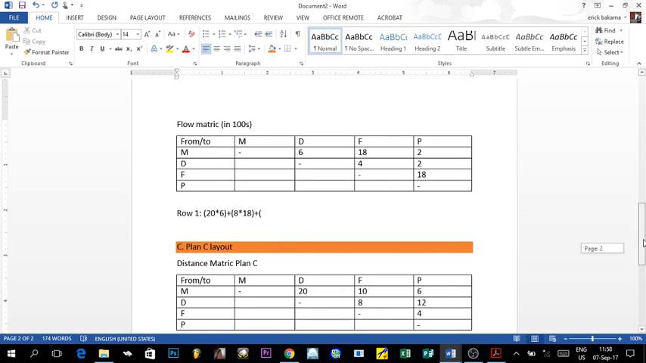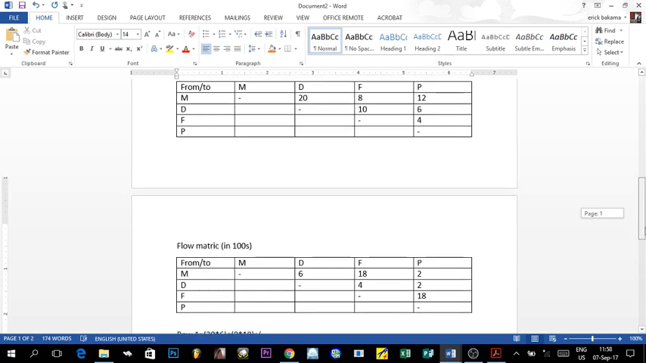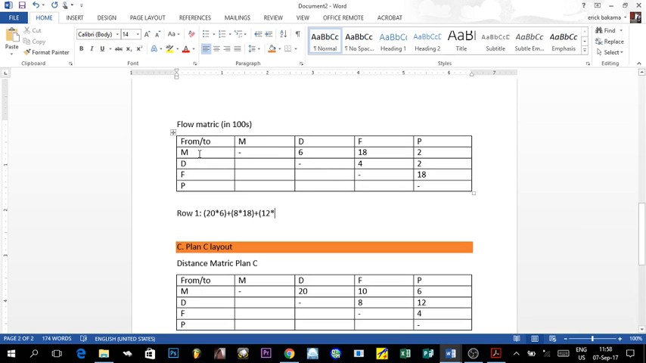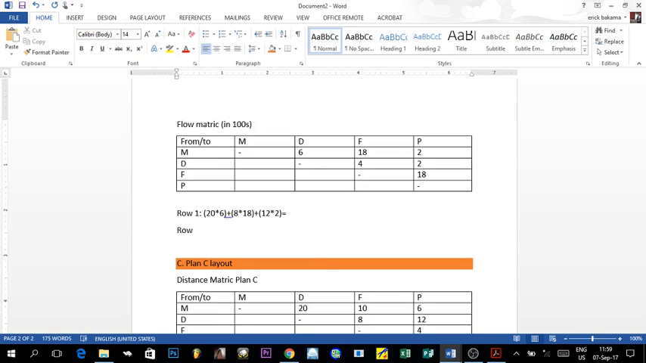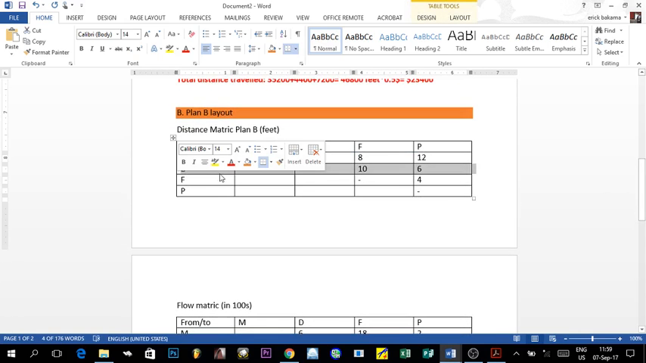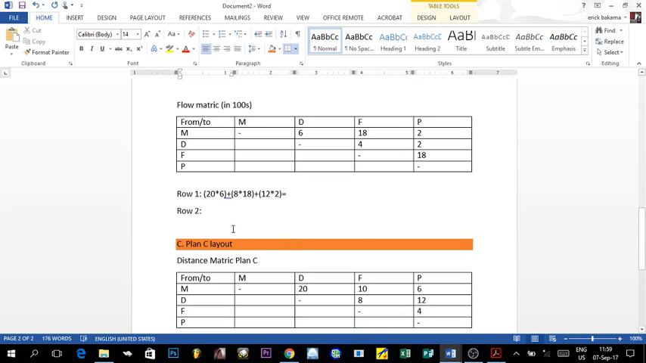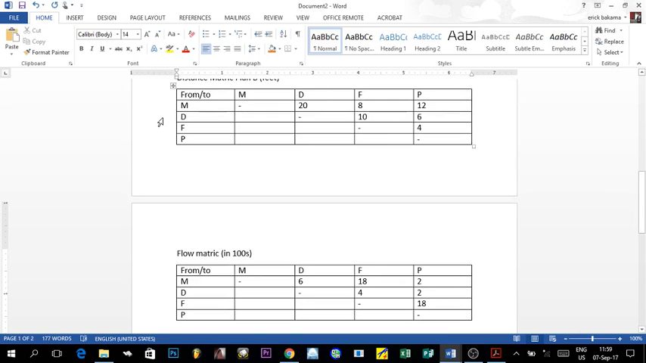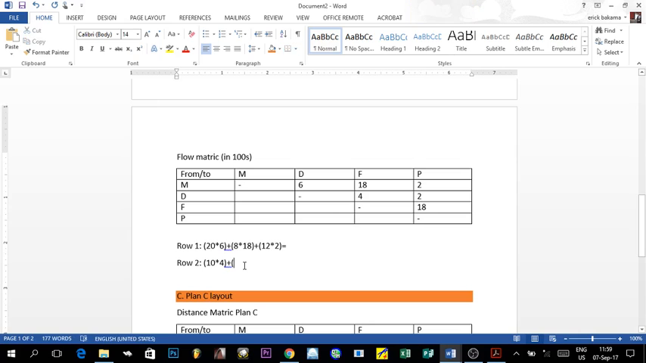Plus, we open our bracket again. The distance between M and P is 12. So we take our value of 12 that we multiply by M and P, the number of units is 200 in short, and we get our value here. Now for row 2, we are on this row here. The distance between D and F is 10, that we multiply by the flow matrix. How many units are moving from D to F? It's 4. Then we look at D and P. The distance is 6. How many units are moving now from D to P? Here we have 2.